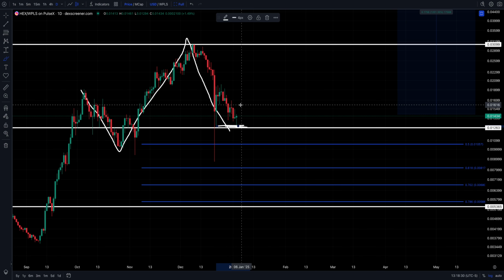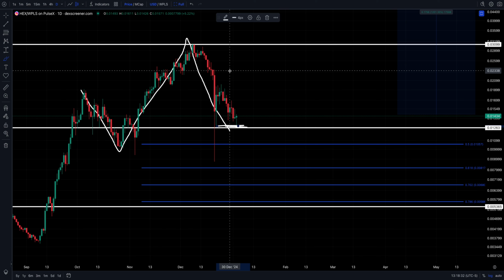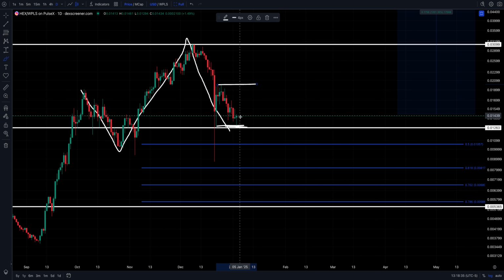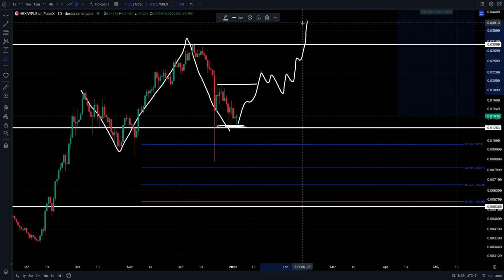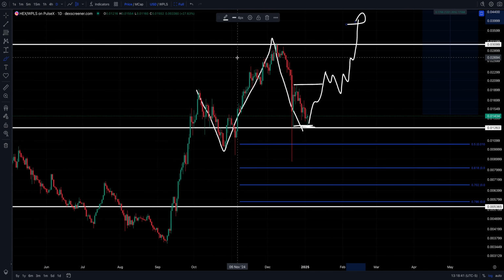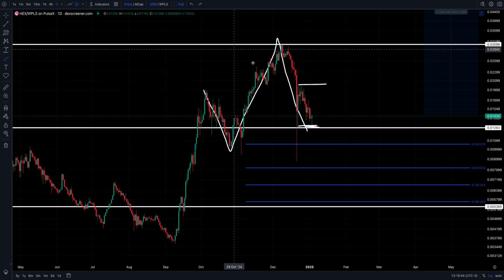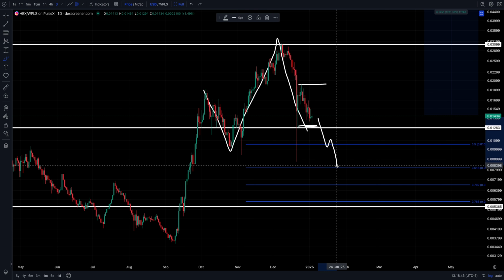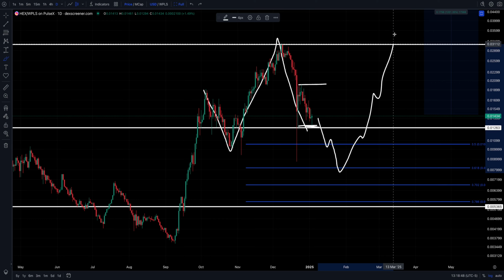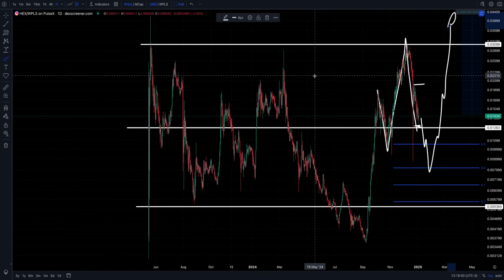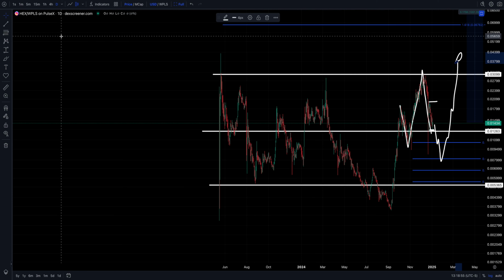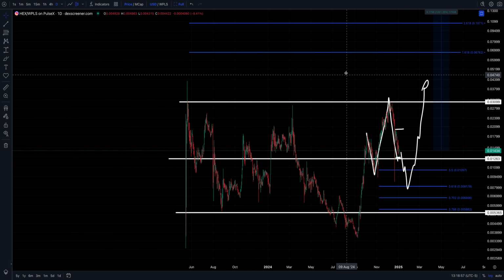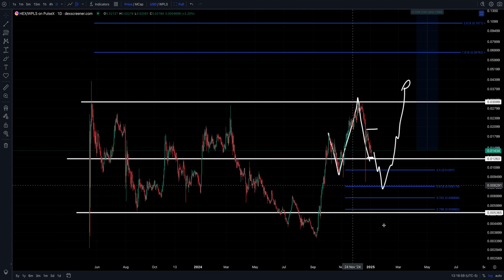Now, very similar thing to that of PulseX and PLS. I want to see a move above this level so we can confirm a change of character or a change of structure before we have continuation. If we can't get that, then it's likely we'll come down towards these fibs, and then we'll see continuation up. But if you want a little bit more of a hint, then look towards PulseX and PLS, because I think those will move first, and then HEX will follow.